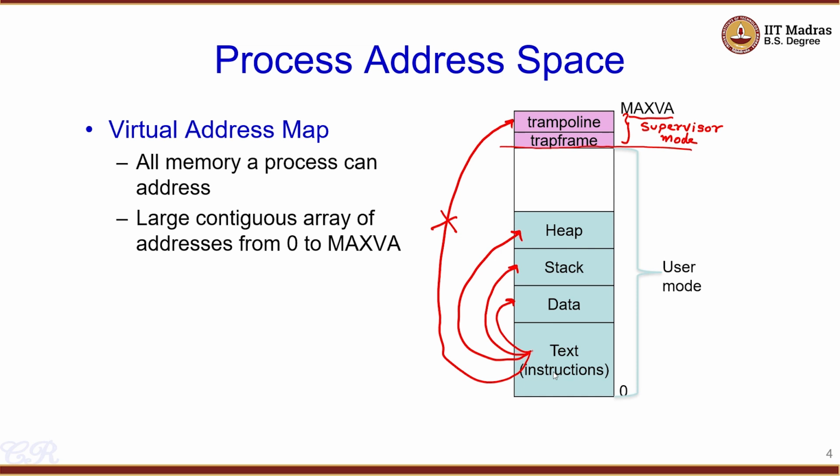So, why do we need this? What is this trampoline and what is the trap frame? We'll get to know a bit more later, but what we need to understand right now is that the trampoline and trap frame are very closely related to the operating system kernel, while the data, stack, heap and the text sections are more closely related to the program that is written.